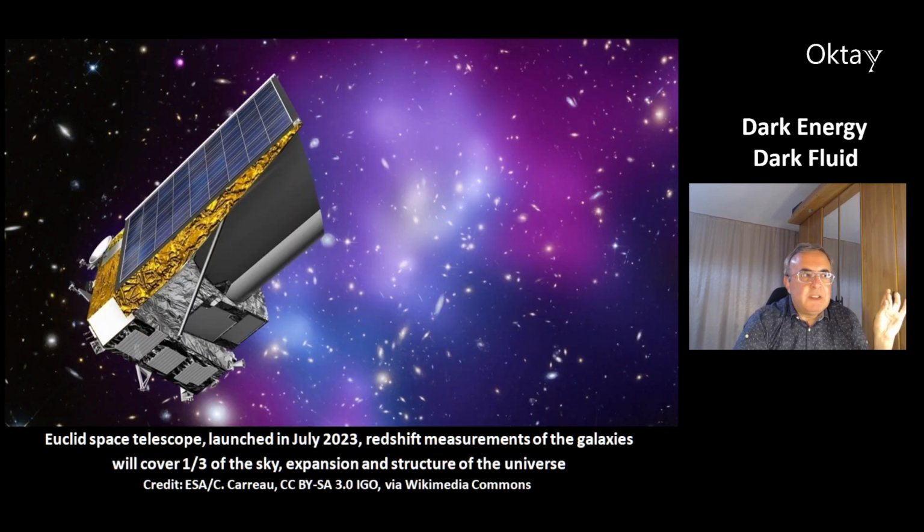This is an image of the Euclid Space Telescope. It was launched in July 2023. It will make measurements of the redshift of the galaxies. It will cover 1/3 of the sky, and it will bring us new information about the expansion and the structure of the universe.